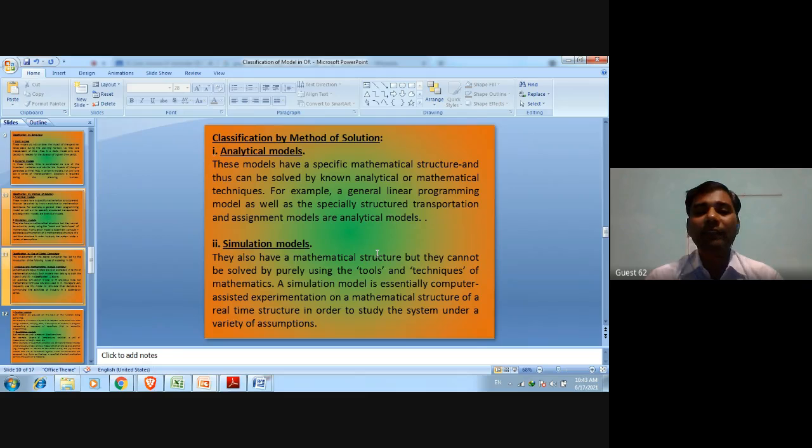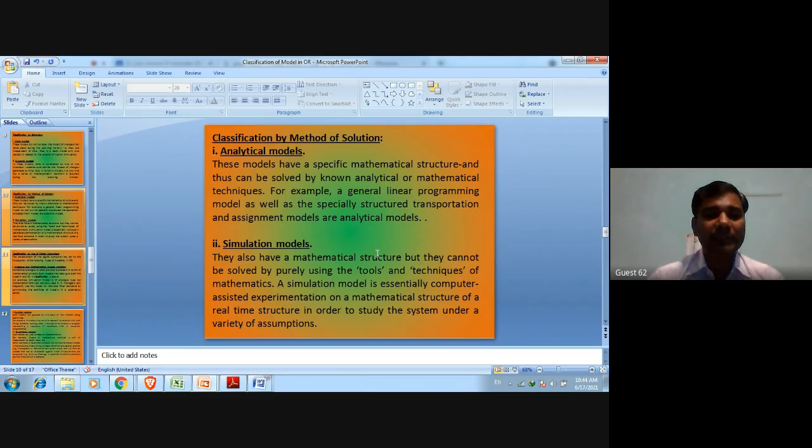They have some definite techniques and are specially structured. Specially structured means for a particular purpose. For example, the transportation model is used to reduce your cost. The assignment model is used to assign a job to a particular person. So you are using a well-specified mathematical structure to solve with known analytical techniques. When you use this type of model, it is called an analytical model.